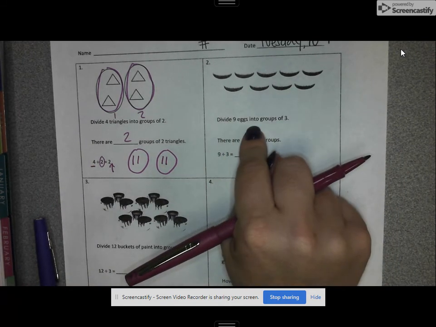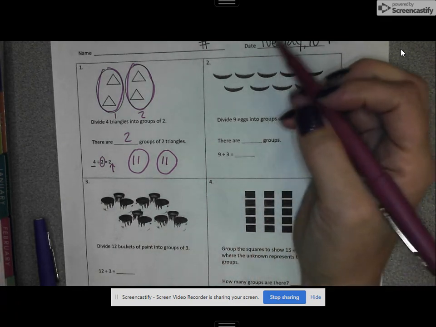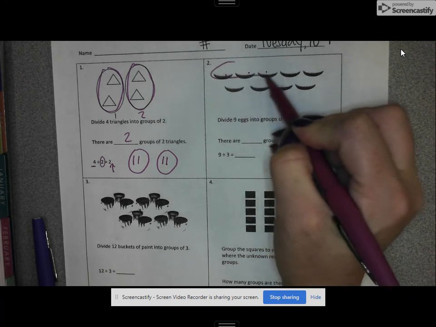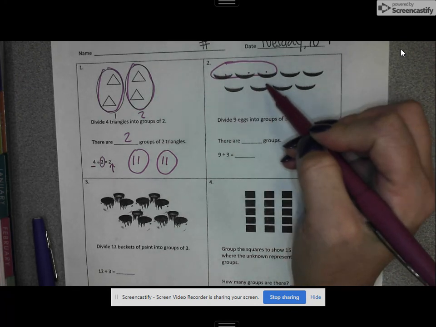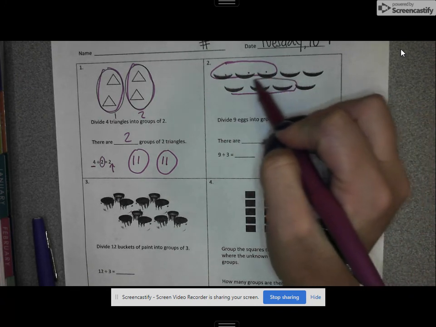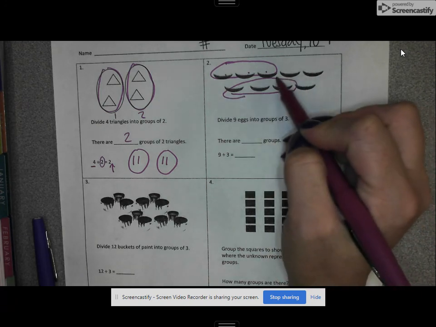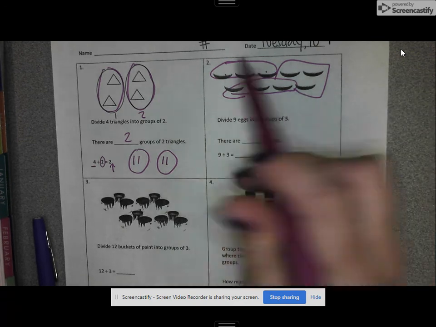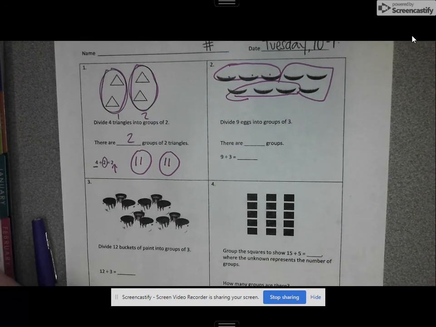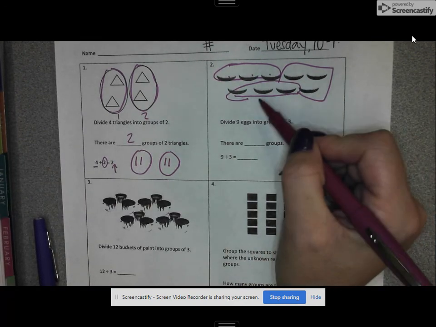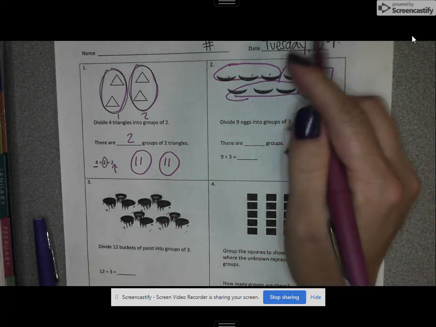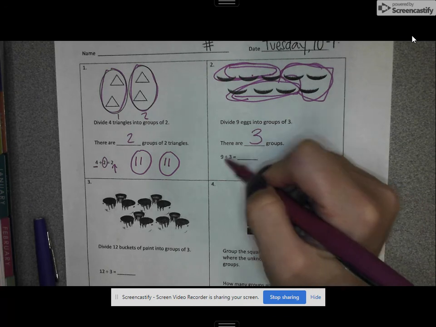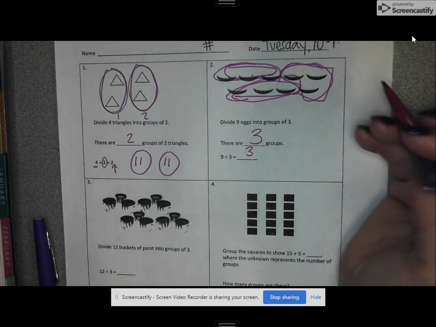So for this one, divide 9 eggs into groups of 3. That would be 1, 2, 3 in a group, 1, 2, 3, and 1, 2, 3. It doesn't matter however they want to circle them, they can. So 9 eggs divided into groups of 3. When they counted, they have 1, 2, 3 groups. So 9 divided by 3 is 3.